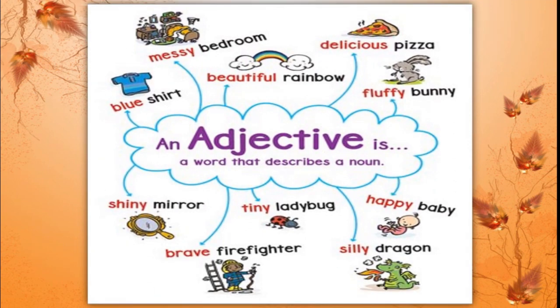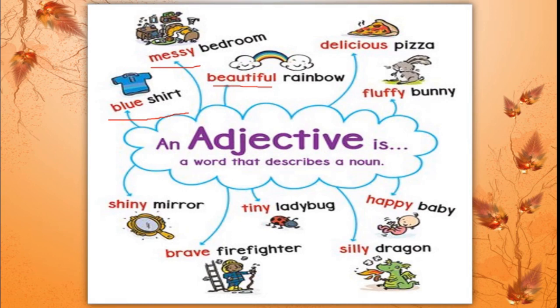See here, some more examples are there with the picture. See a blue shirt color. This shirt is blue. You can see this is a shirt, but we are telling that the shirt is blue in color. Means blue is a describing word for the noun, that is shirt. Got this? How is the bedroom? That is messy. You can see here. Okay? And here also we can say beautiful rainbow. Beautiful. This is an adjective.